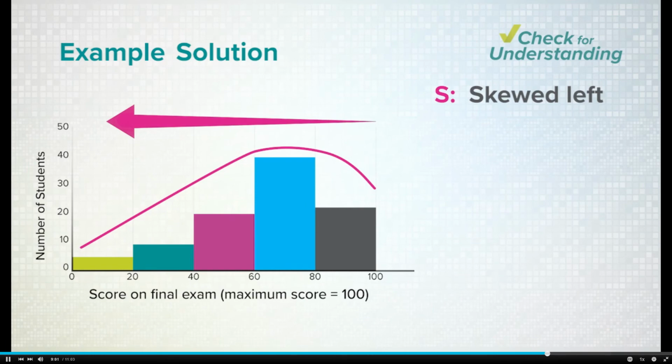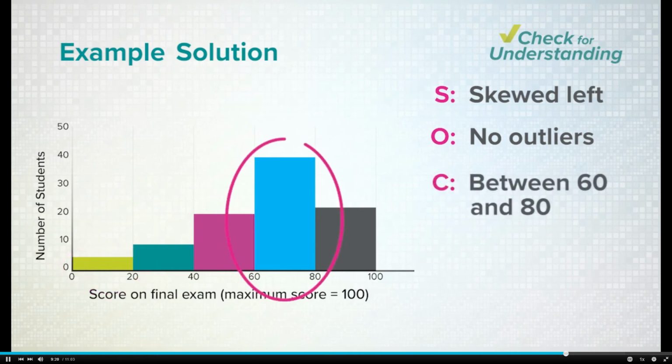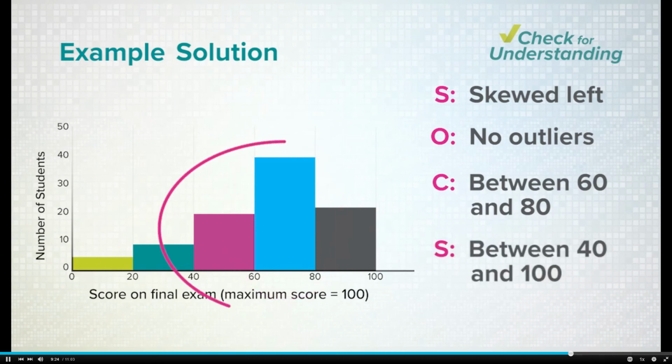For the O, or outlier, if you said, well, there's a couple of people that scored between 0 and 20, that is true. But those people aren't way outside the normal pattern of data for this test. So I would say there aren't any outliers. The center is somewhere between 60 and 80, as you can see. Most of the people scored between 40 and 100, so that's talking about the spread.